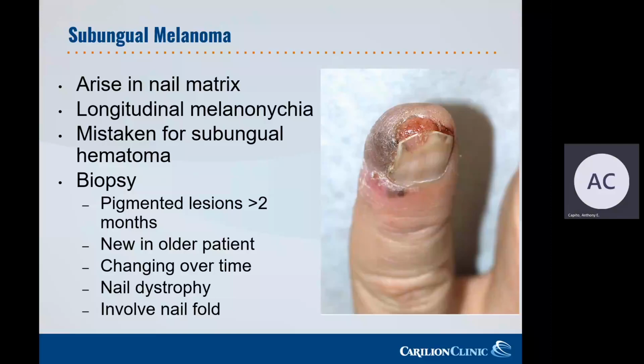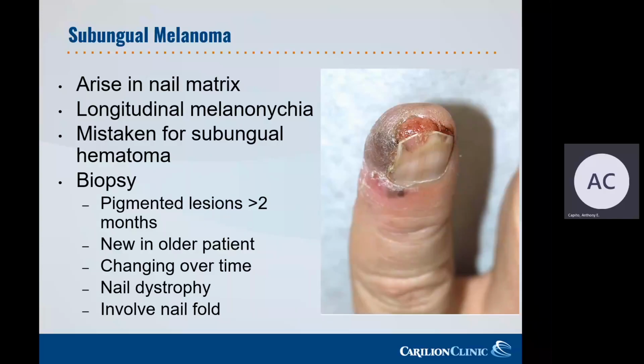These subungual melanomas arise in the nail matrix. They can be seen with longitudinal melanonychia. This can be mistaken for a subungual hematoma, or someone saying they hit their finger. So anything that's been present for more than 2 months, we're talking about for pigment on the nail plates, anything present more than 2 months should require a nail plate removal and biopsy.